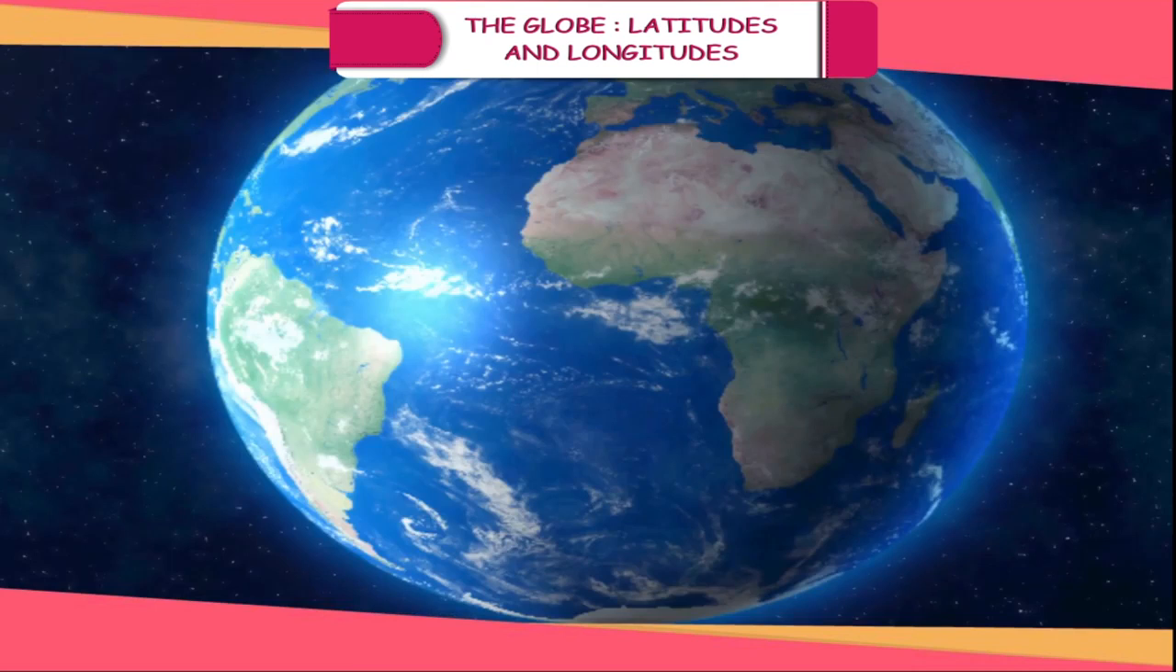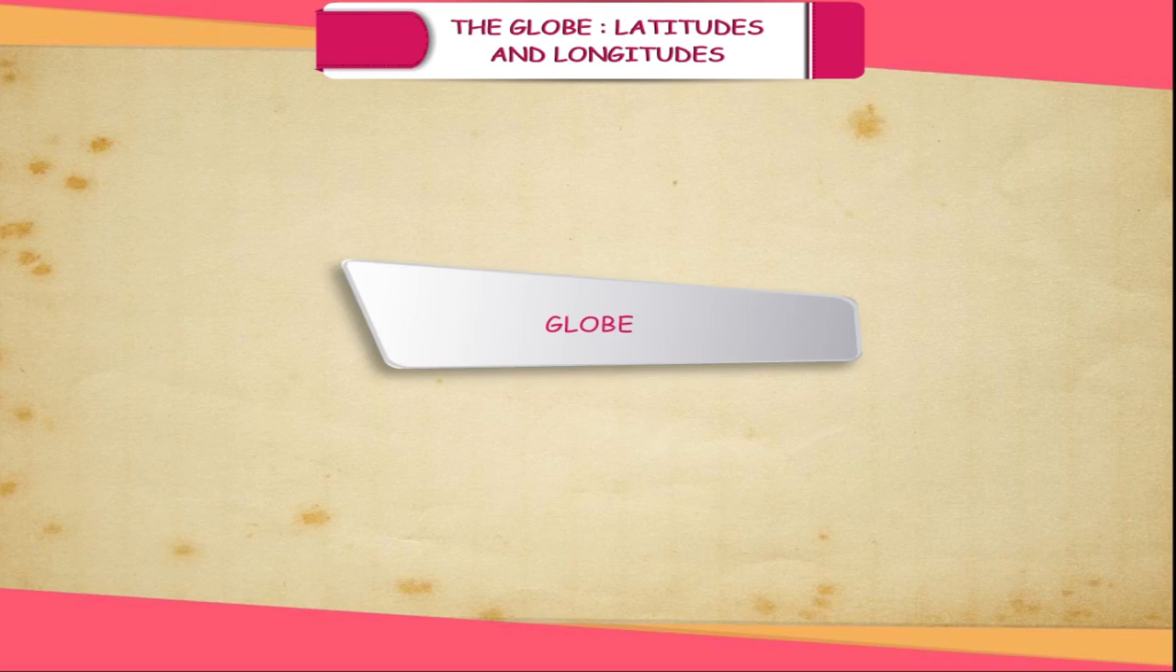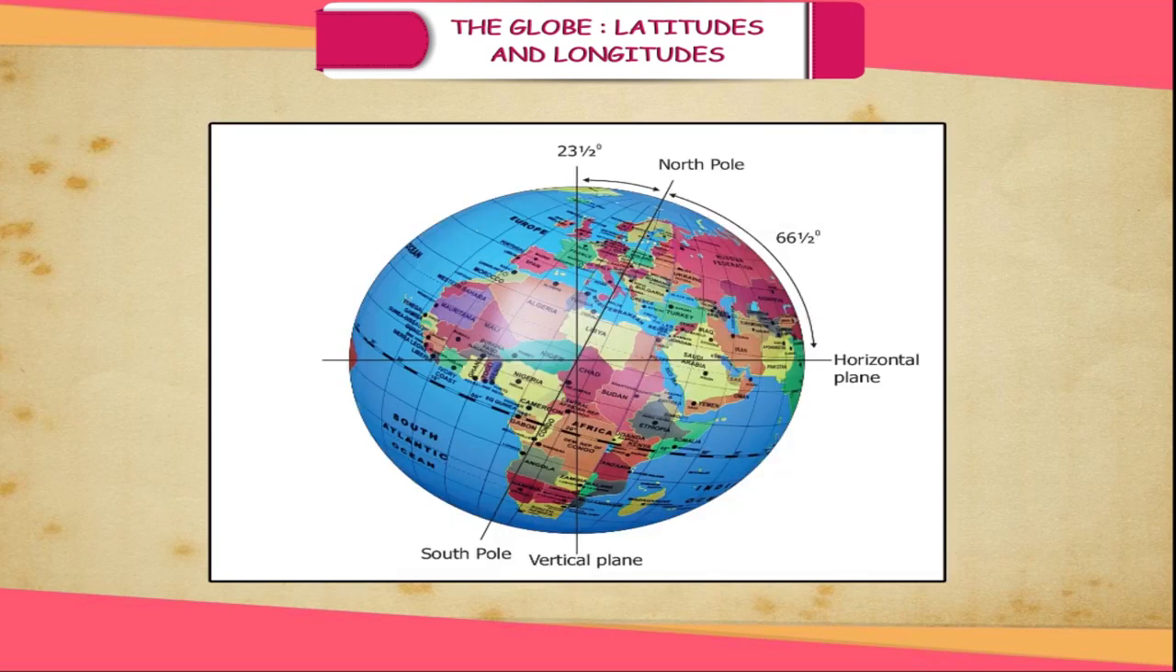It is slightly flattened at the top and at the bottom, known as the North Pole and South Pole respectively. This shape of Earth can be best shown with the help of a globe. Globe. We use a globe to represent Earth. Thus, a globe is a model of Earth on a small scale.